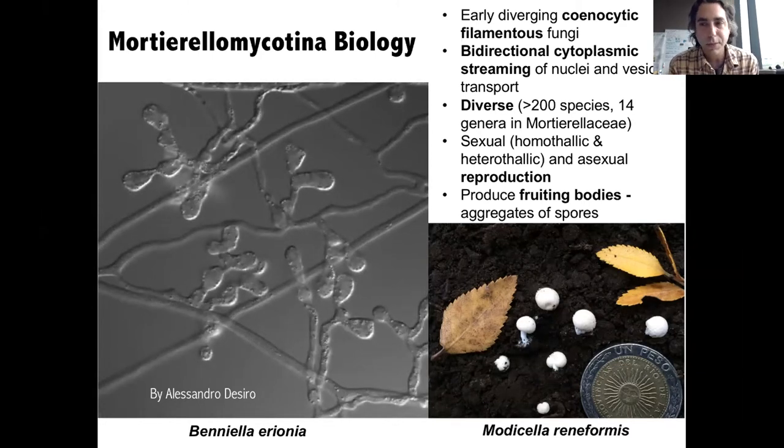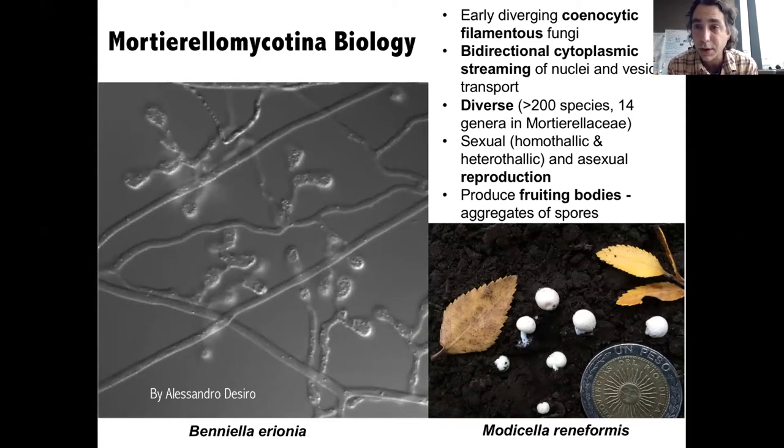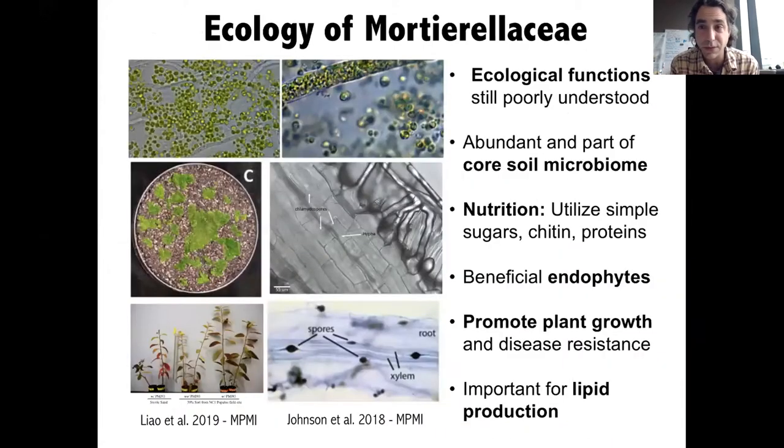And, following up on Matt, here's one of Matt's interesting finds in South America. This is Modicella reniformis, which is a sporocarpic Mortierellaceae fungus, known only from South America, that species. We have a species in North America, and there's a third in New Zealand.